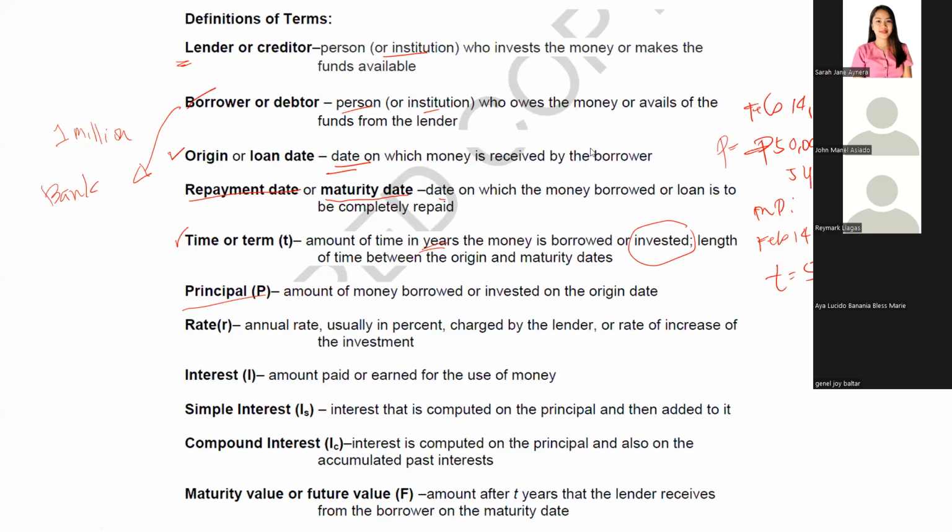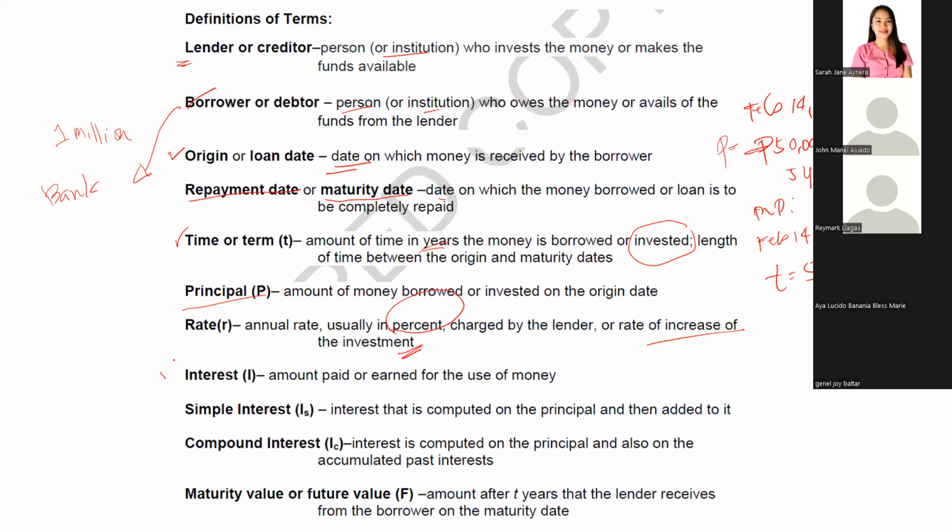Next, the rate is denoted by a small letter r. Annual rate, usually in percent, charged by the lender, or it is the rate of increase of investment. So kung percent, ito yung tubo na makukuha ng lender or creditor. This is in percent.